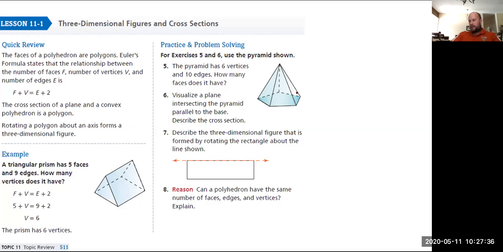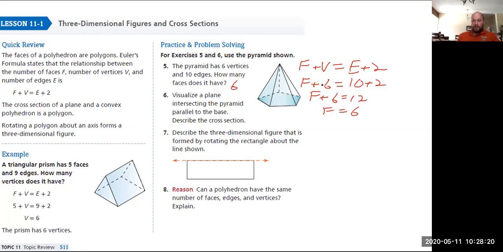Now, over here they gave us a picture, but again, we shouldn't have to count on that picture. We should be able to figure it out with the formula. So let's pretend they didn't give us this. The formula is faces plus vertices equals edges plus 2. If the number of faces is what we're looking for, the number of vertices is 6, and the number of edges is 10, we'd have f plus 6 equals 12. Subtract off 6. The number of faces must be 6.